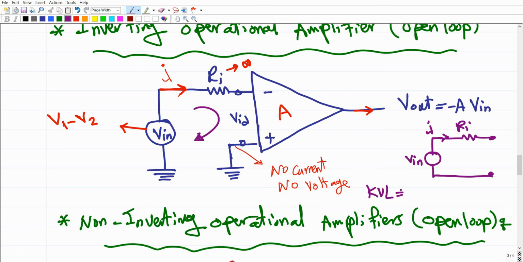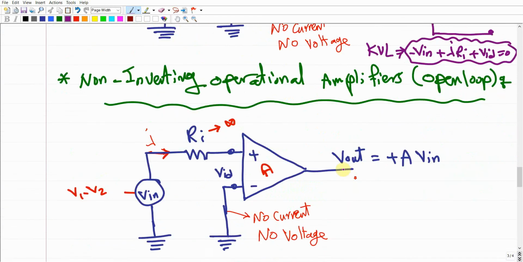going to give us the input voltage. It should be negative since it is an input, and the VID within this loop is the output. So minus V input, plus the current I times R input, plus the VID equals 0. This gives us the Kirchhoff voltage law for this electrical circuit. Keep this one in mind because we're going to need it for a discussion later.